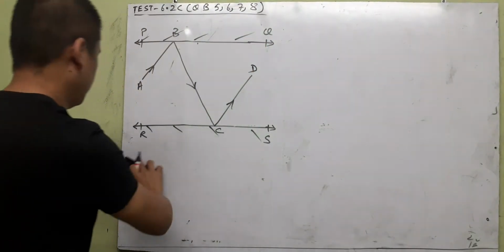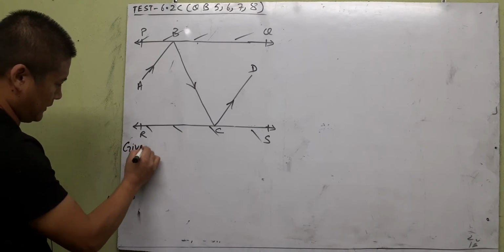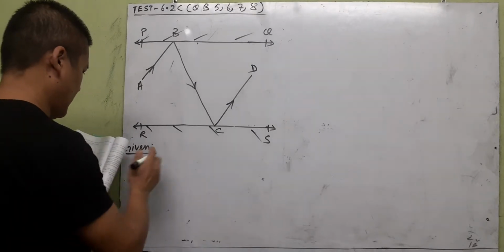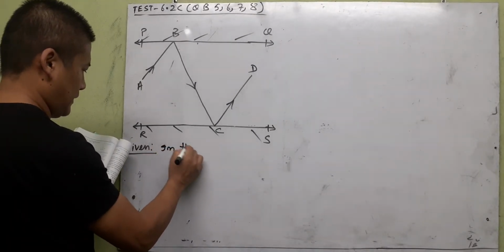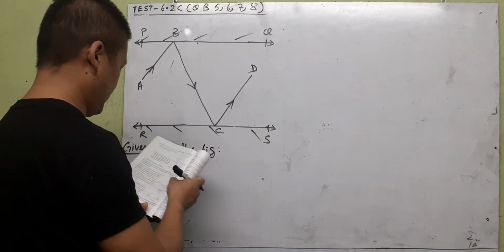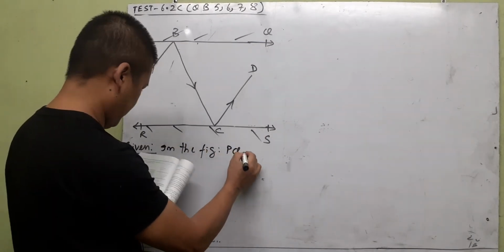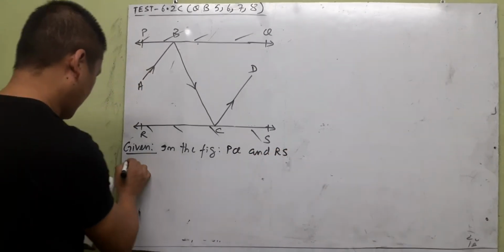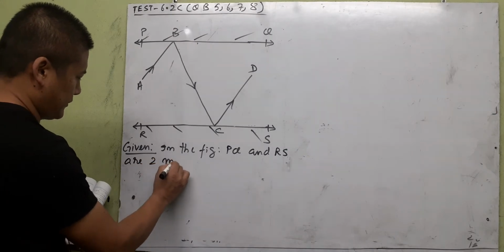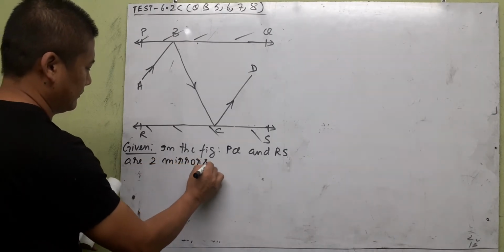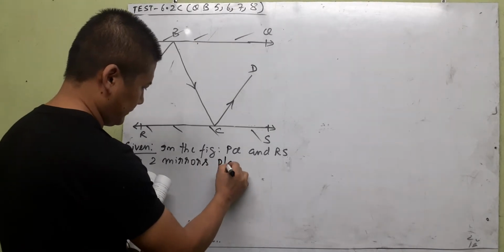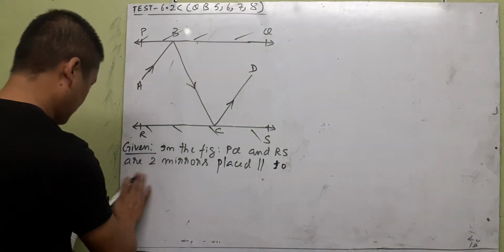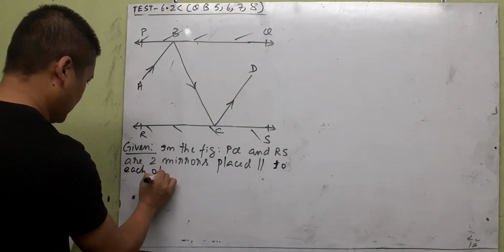We'll write down the given to us carefully. We'll just write it down in the figure. Okay, in the figure, means this figure, PQ and RS are two mirrors placed parallel to each other.